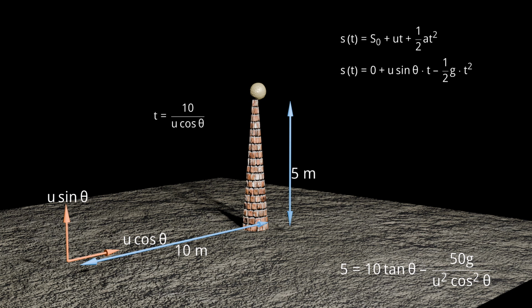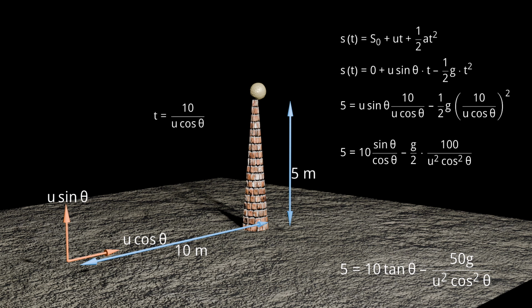The ball reaches a height of 5 meters after a time t, which we determined using the horizontal motion of the ball. By substituting all known values, we arrive at the following expression. Our next step is to simplify this equation systematically, using algebraic manipulations and trigonometric identities where necessary, to arrive at the final form of the desired expression.